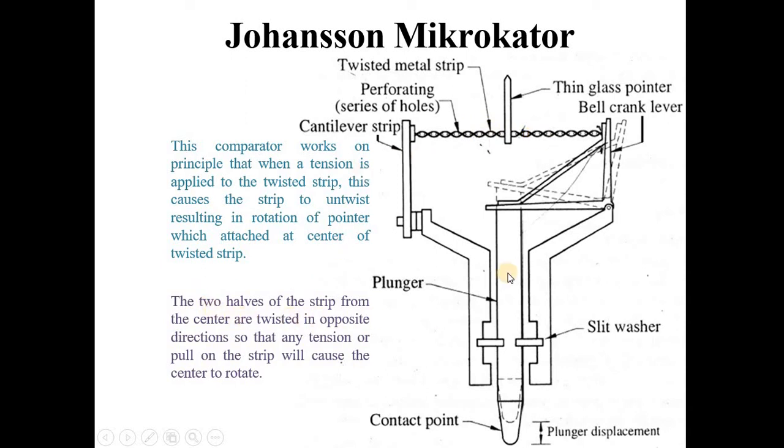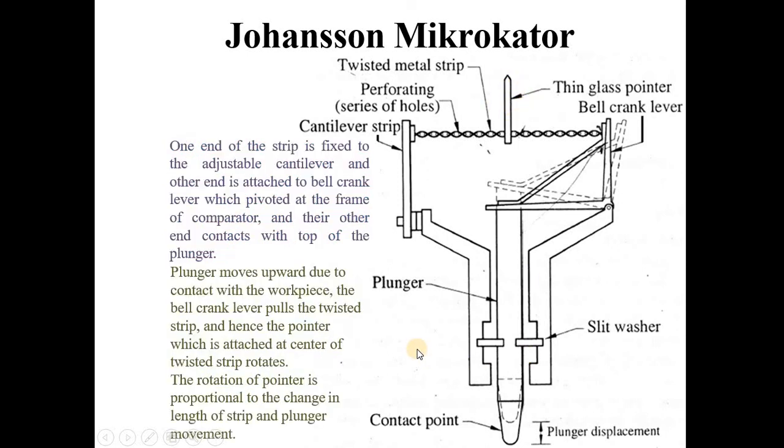The two halves of the strip from the center are twisted in opposite directions, so that any tension or pull on the strip will cause the center to rotate. At the initial condition it is in a twisted condition. So any movement of the bell crank lever, that is, untwist of this twisted metal strip, results in rotation of the glass pointer at the center. So what will happen?